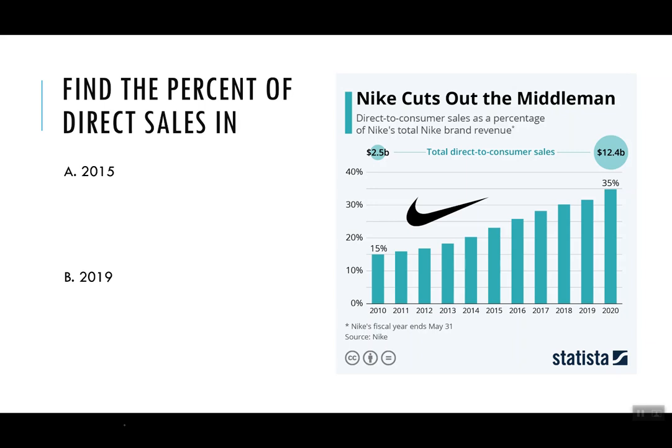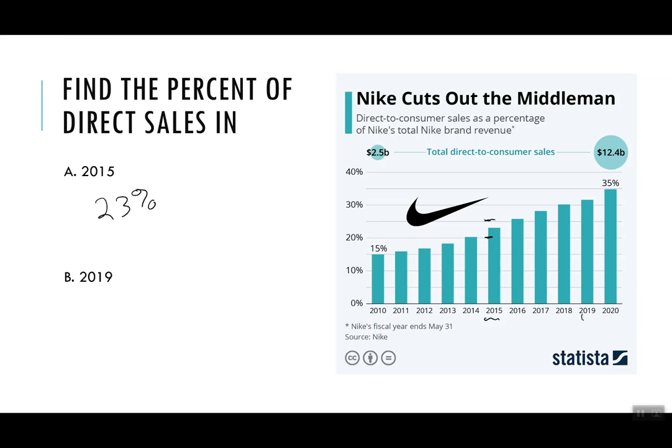So here's a chart from Statista that says Nike cuts out the middleman. It's direct-to-consumer sales as a percentage of Nike's total brand revenue. I want you to look at 2015, which is right here, and we can see that it's somewhere between 20% and 25% of their sales. What I want is for you to be able to read the chart and see that it's really closer to the 25 than it was to the 20, so a good estimate would be like 23%.